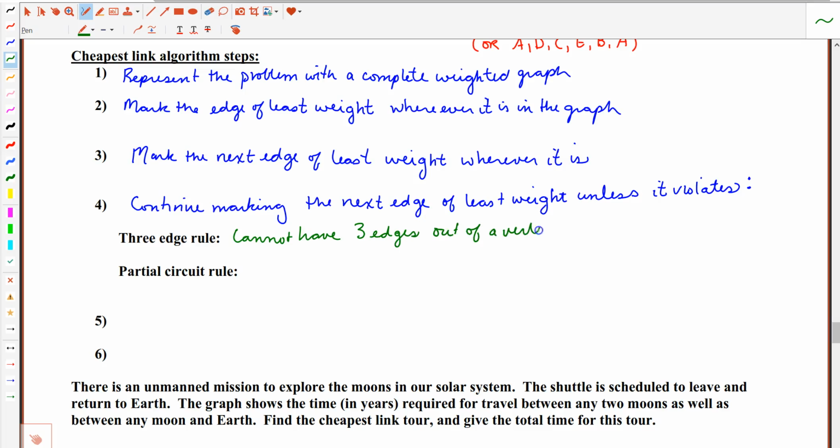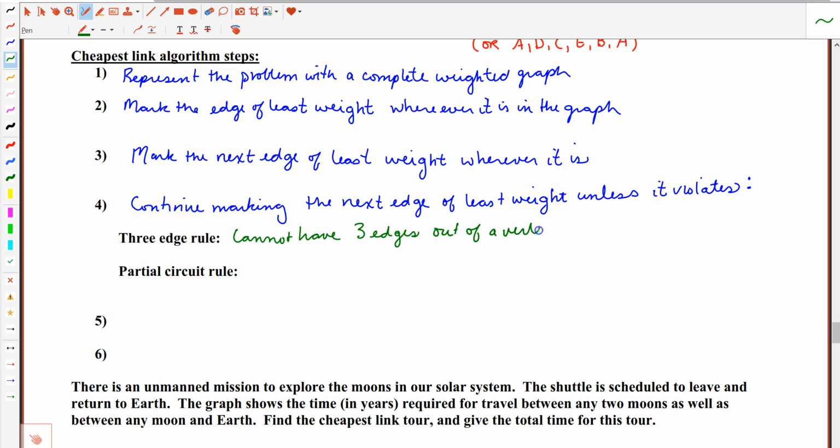Partial circuit rule says you cannot create a circuit too early. Basically means you can't create a circuit until you're at the very, very end of this algorithm when you're ready to kind of close up your graph. So you can't create a big circuit and you can't create any little baby circuits. We're going to see this in our next example.